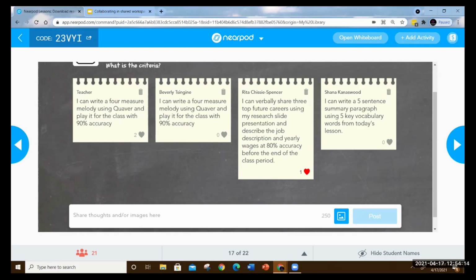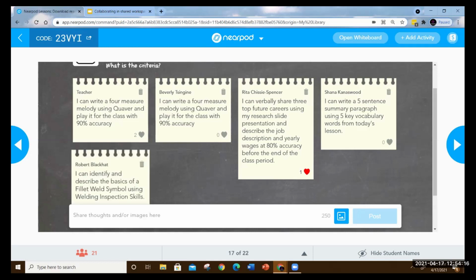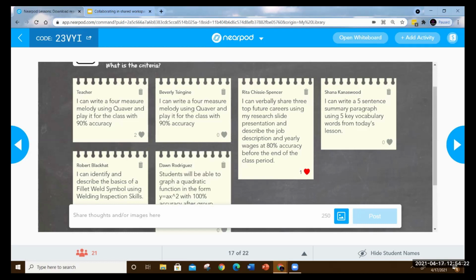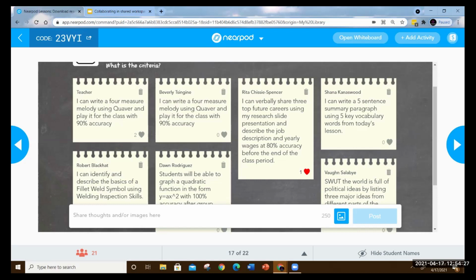So Rita had said, okay, how do I change it? You can just throw another one up there, or you can trash it and throw another one up there. You can't edit what you put up, but you can either trash it or just do another one.